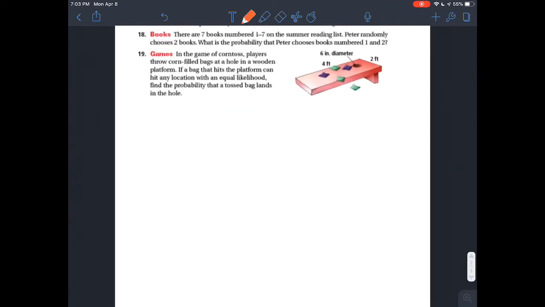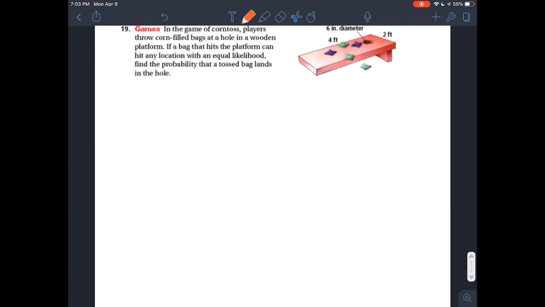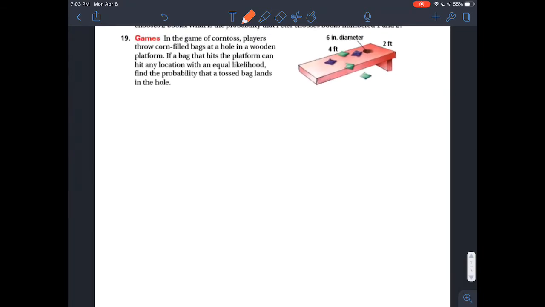Okay, games. In a game of corn toss, players throw corn-filled bags at a hole. Okay, so let's calculate the area of the entire platform. The area of the platform is 4 feet by 2 feet, which is 8 square feet, okay?